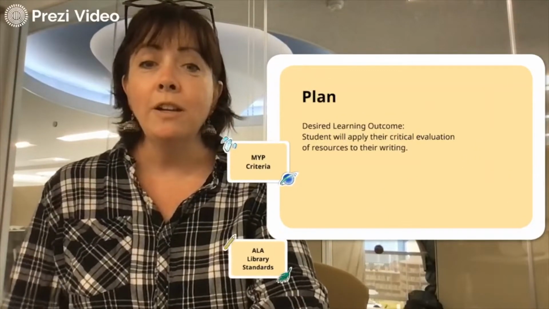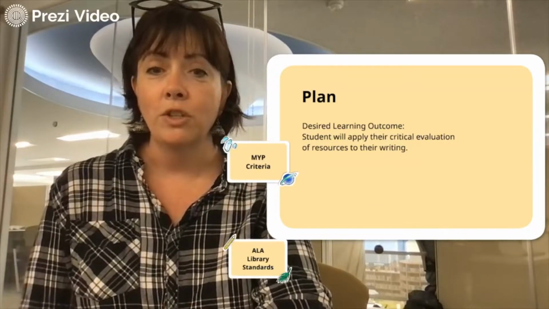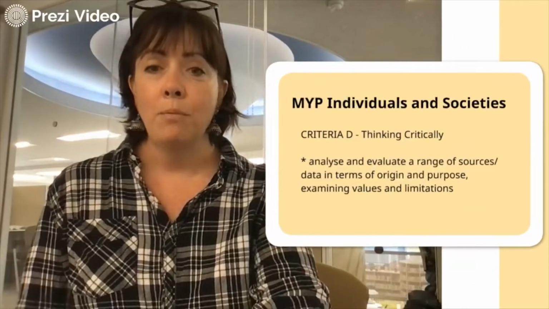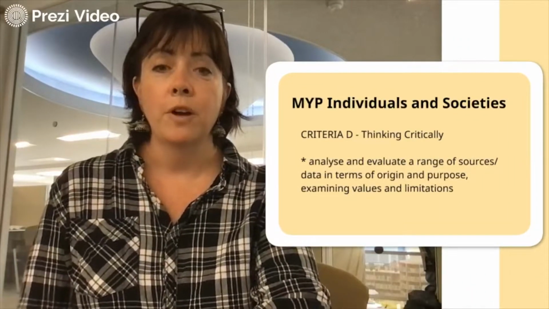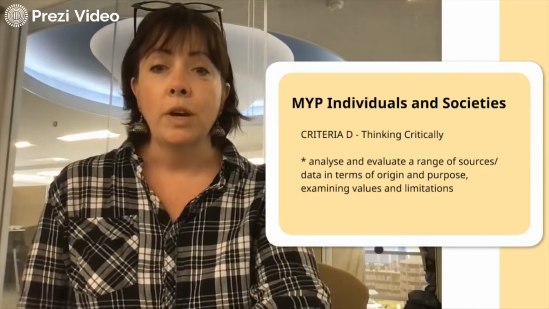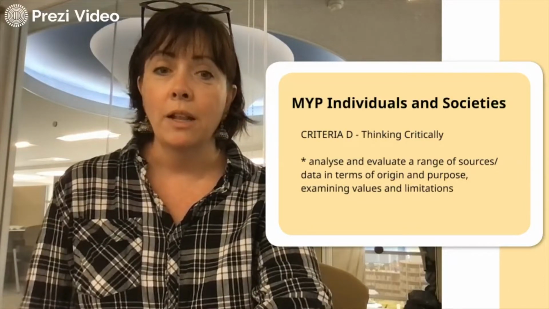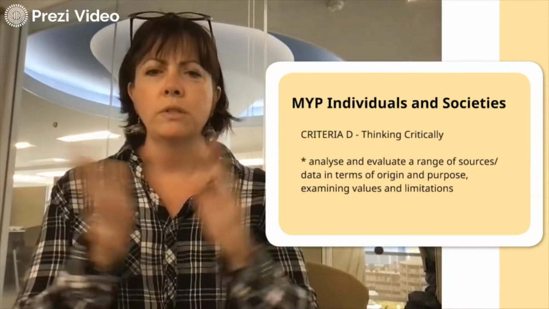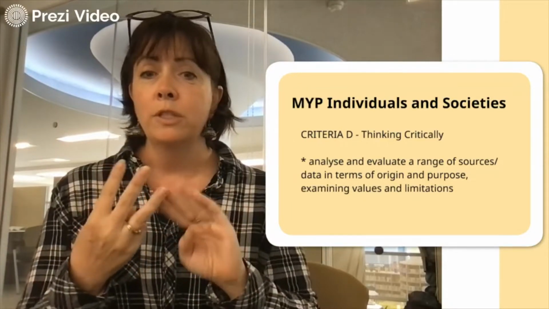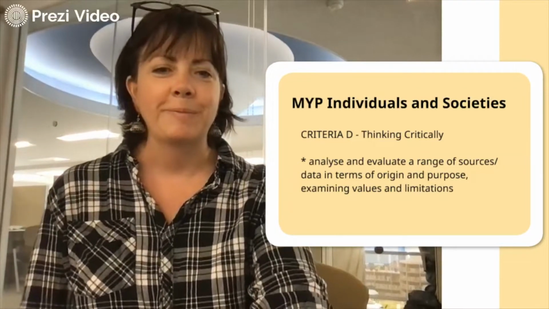My desired learning outcome was that students will apply their critical evaluation of the resource to their writing. My MYP criteria came from individuals in society, which is humanities, criteria D, as we call it, thinking critically. Students have to be able to analyze and evaluate all sorts of resources. So the students had everything from video transcripts, videos, speeches, books, of course, and websites.